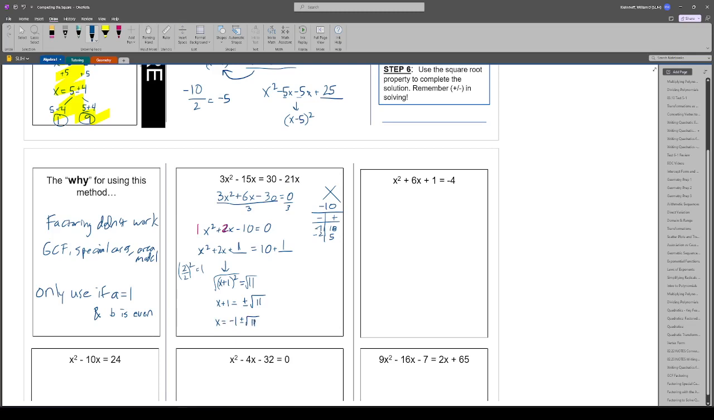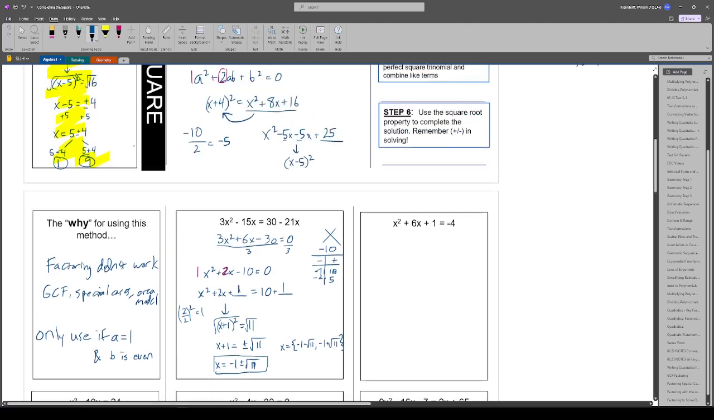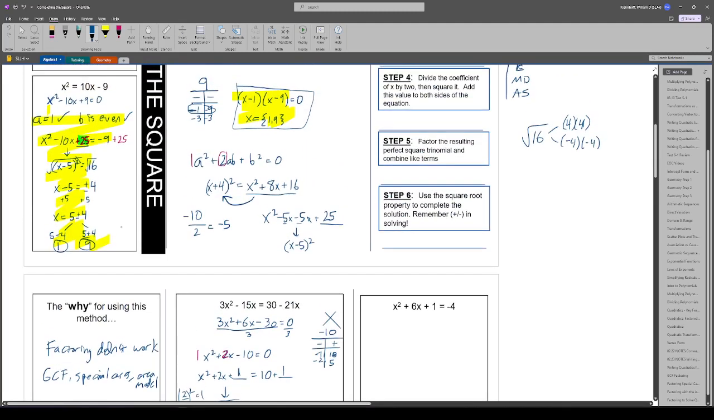And since these are 2 irrational numbers, I don't actually need to do anything more than that. I can call this my answer, and that's good. I could also write it using set notation as x equals, and then curly brackets, negative 1 minus root 11, comma, negative 1 plus root 11. That means the same thing if I list them out in set notation or do negative 1 plus or minus root 11.